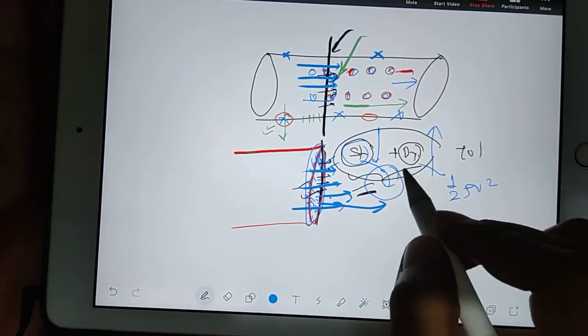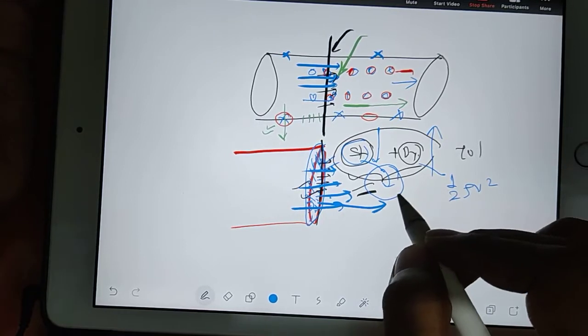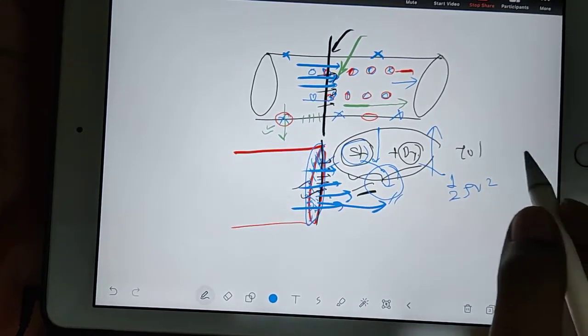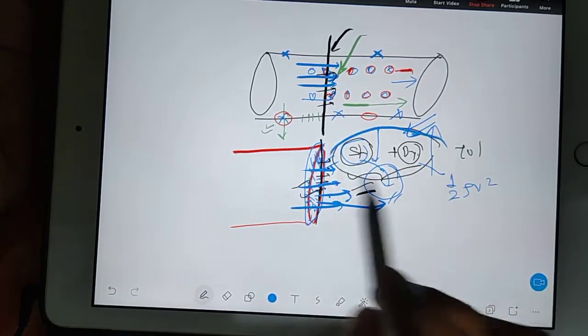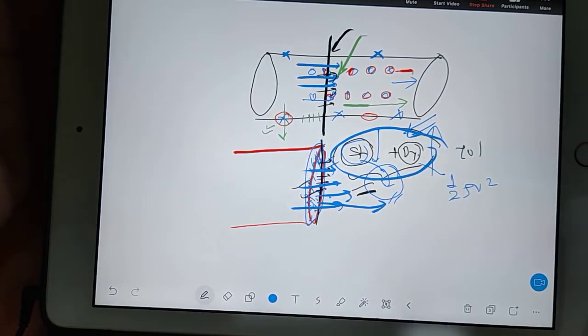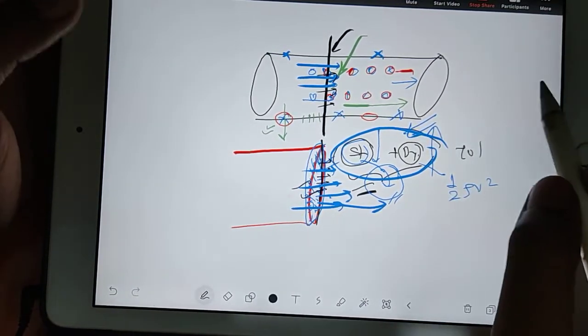Actually, we have a static pressure formula, but that we study in thermodynamics. That is out of your course. So whenever we get to thermodynamics, if important, then we'll discuss this. When you add them, you'll get total pressure. I hope it's clear, right? So you're able to understand properly what is static and dynamic.